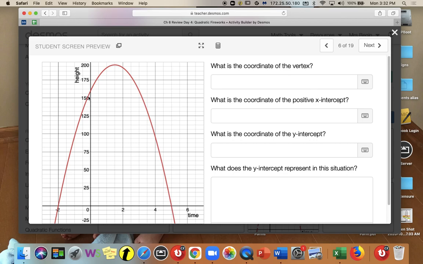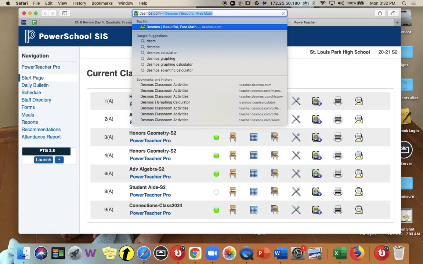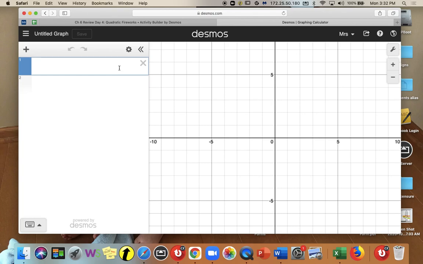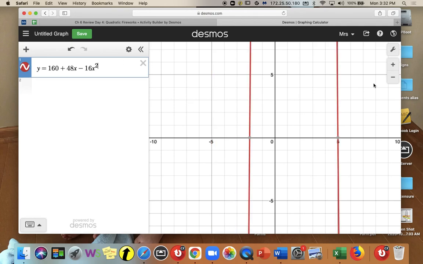So this is the actual graph. I guess we could have just typed that in and found that as well. So there's the 160. It's going to go up. What's the coordinate of the vertex? This is hard to read. So what I would do is pull up a graph and type in the equation, and then we can just use our graphing calculator to figure that out. So I'm pulling up Desmos and typing in the function. I don't think it likes the t's, so I'm going to use x. So it's 160 plus 48x minus 16x squared. I used x in place of t's.